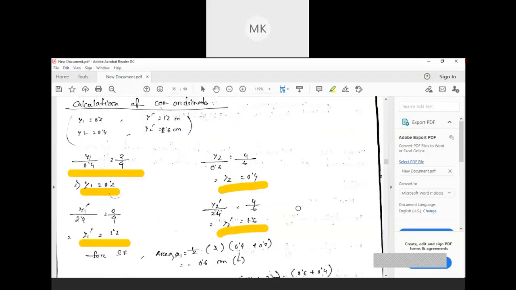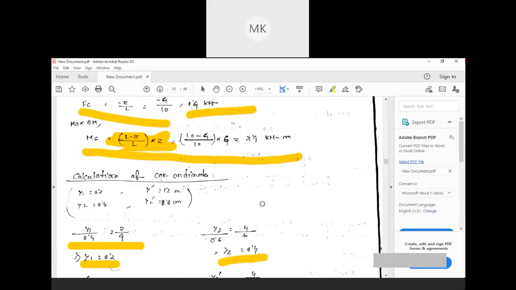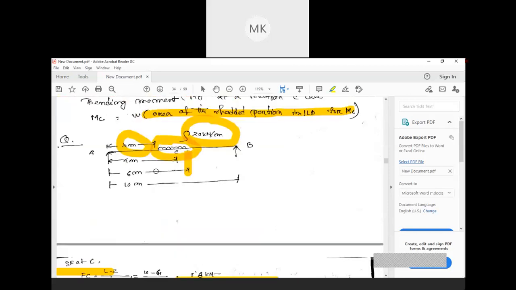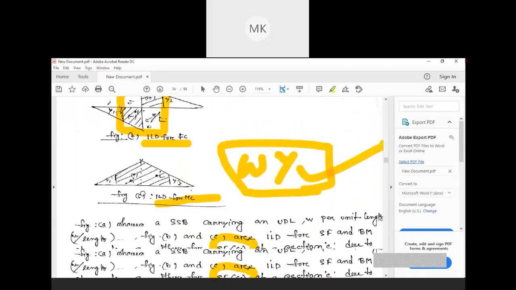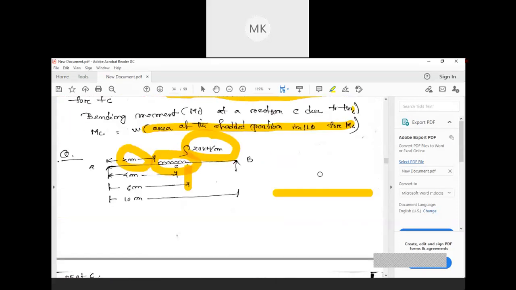Okay, fine. So what is the impact of that area? When we draw the diagram for SFD for this type of beam, what will it look like? Same, this way. Just draw the SFC at the center, draw this line. Here there will be two ordinates. This will be your y1 and this will be your y2.